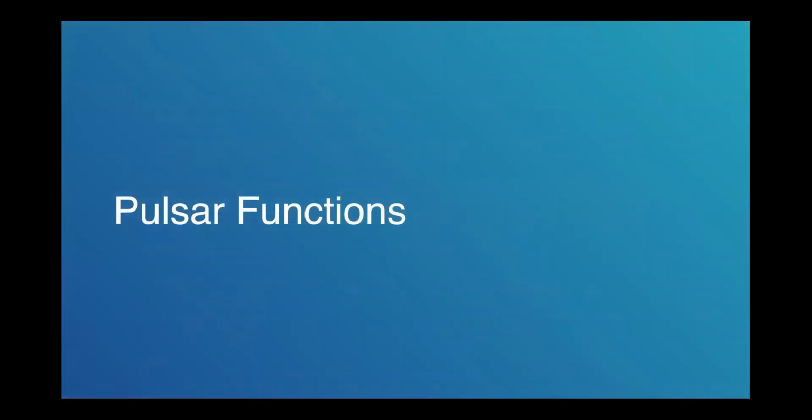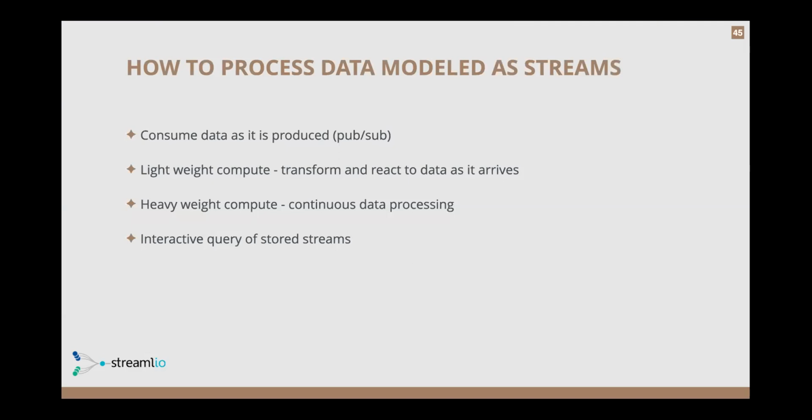Now let's talk a little bit about my favorite part of Pulsar, which is Pulsar Functions. Going back a little bit, prefacing the scenario: why do we need Pulsar Functions? When you're processing data modeled as streams, or event processing, you consume the data as it's produced, right? A pub-sub scenario. I get the data, I process the data. There are two different types of processing on that data. The lightweight compute, which is basically simplistic, stateless transformations and reacting to the data as it arrives.